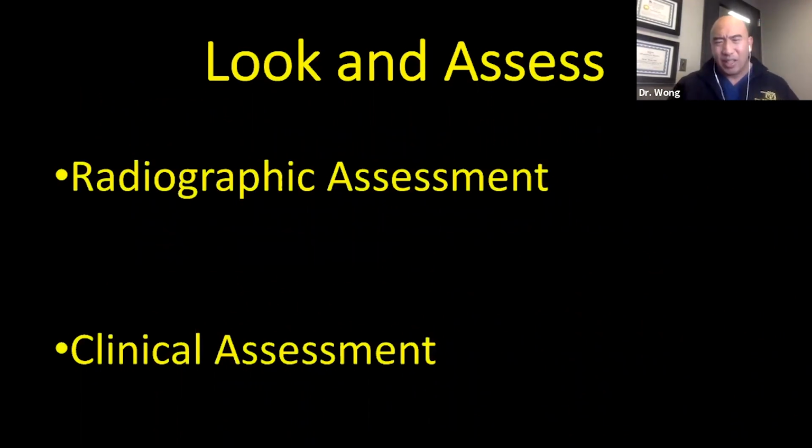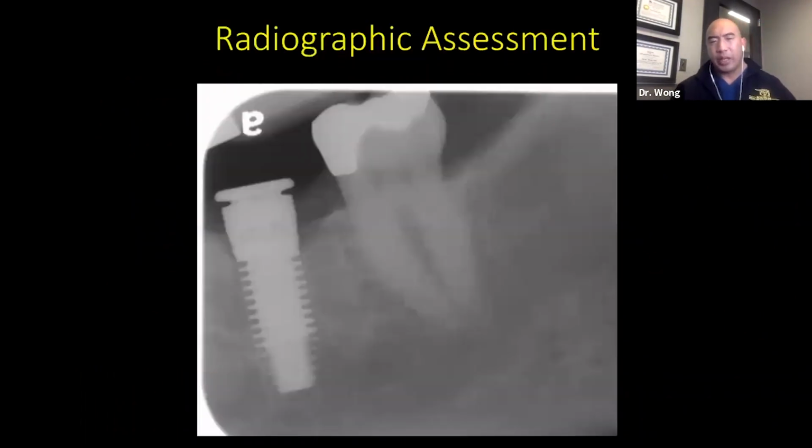The second way is to look and assess radiographically and clinically. Radiographically, we take a good radiograph where we can see all the threads of the implant, not blurry, and you look at the bone. You don't see any periapical radiolucencies. You see a little bit of crestal bone loss, but nothing too crazy. You see good integration, where you see the threads in the bone. You don't see anything that looks like a periodontal ligament, so that's good.